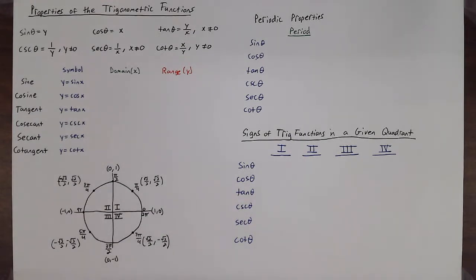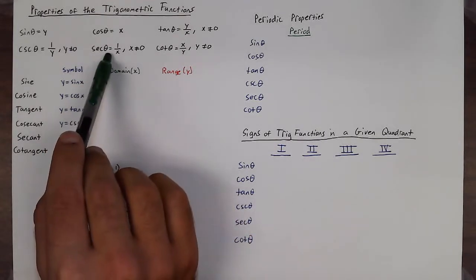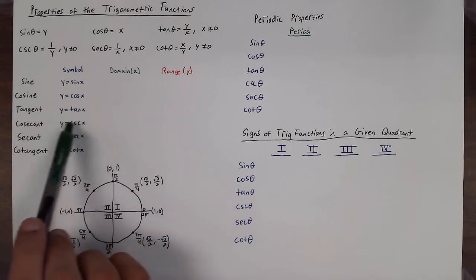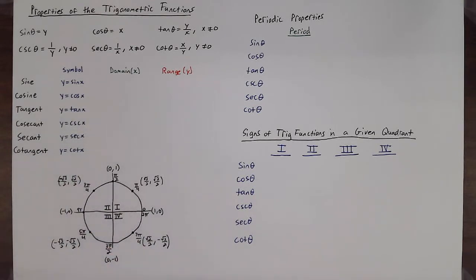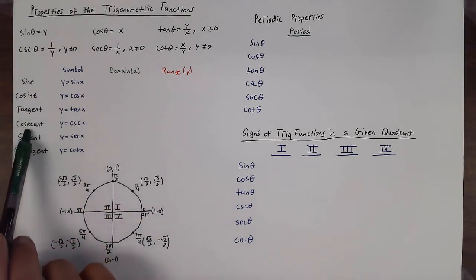Now, as I discuss domain and range, we usually notice x and y, and since theta is not x or y, I just rewrote these functions to include y and x so we can talk about domain and range. Now again, this is actually how you spell these trig functions in case you were wondering.